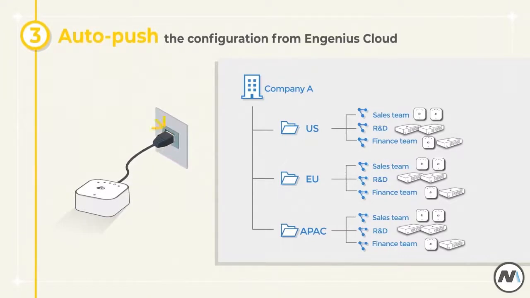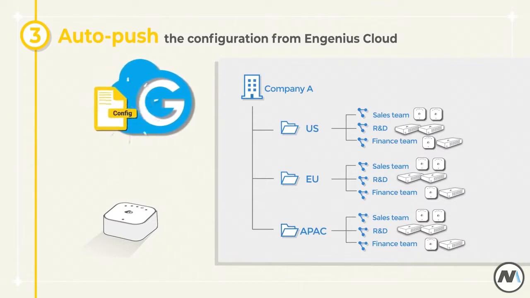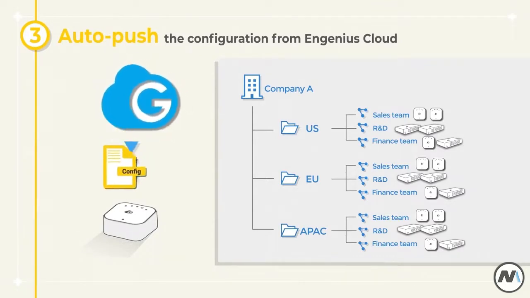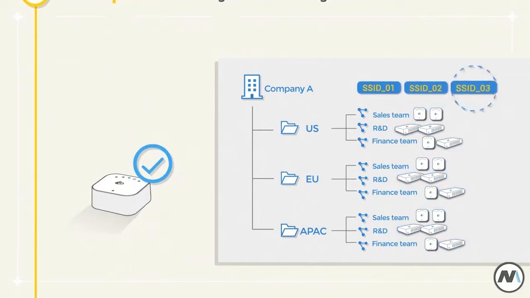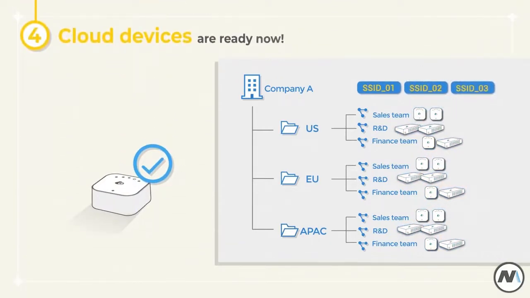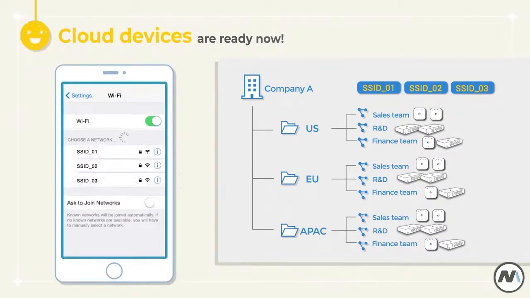Once the device is turned on, EnGenius Cloud will push the appropriate network configuration to the device automatically. Each network will have the SSIDs according to the configuration you've designated. Now your cloud devices are ready. Check your list of Wi-Fi connections to verify that you're able to connect the SSID with a computer or smartphone.